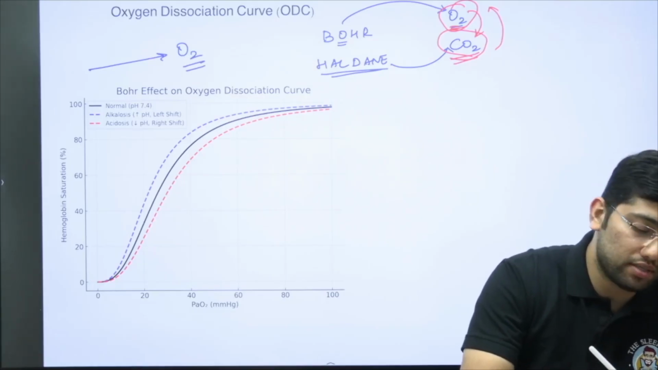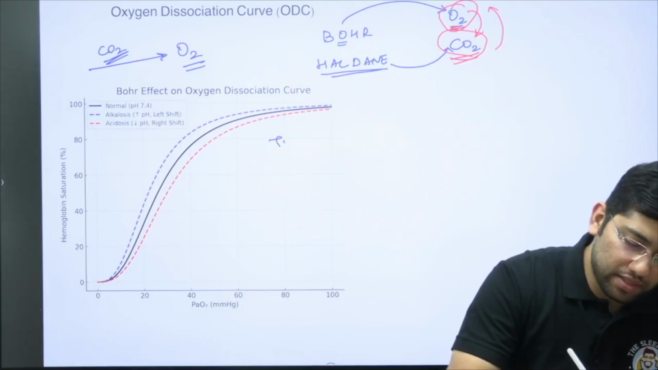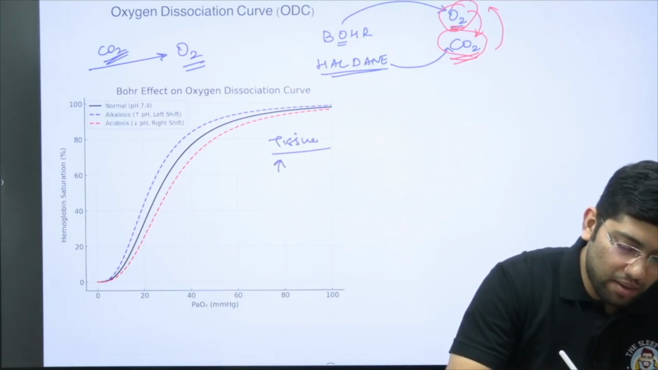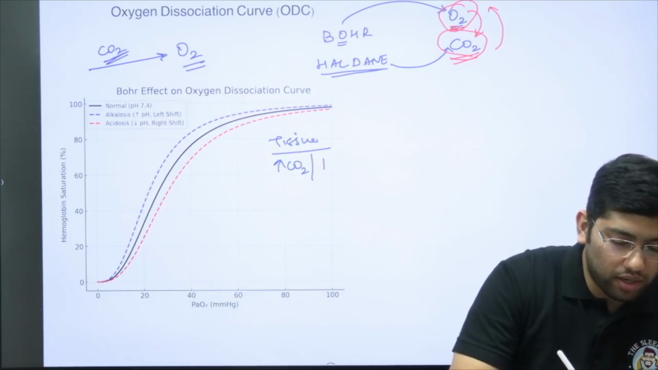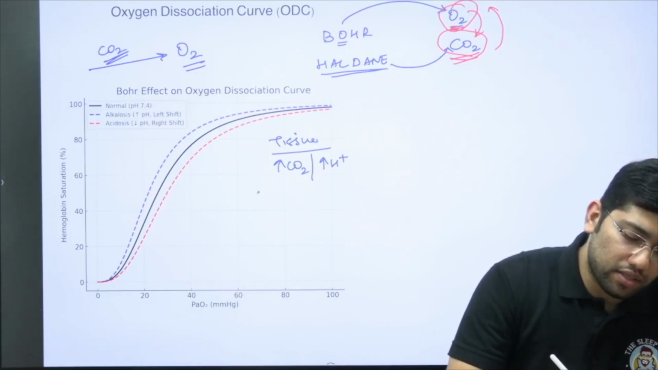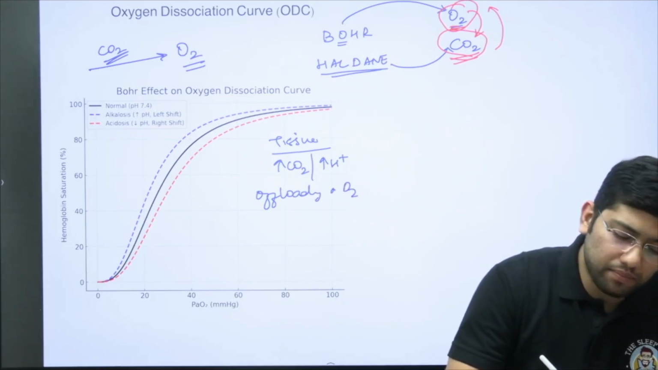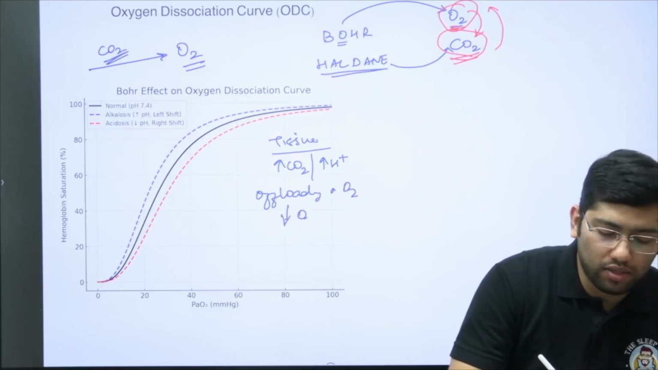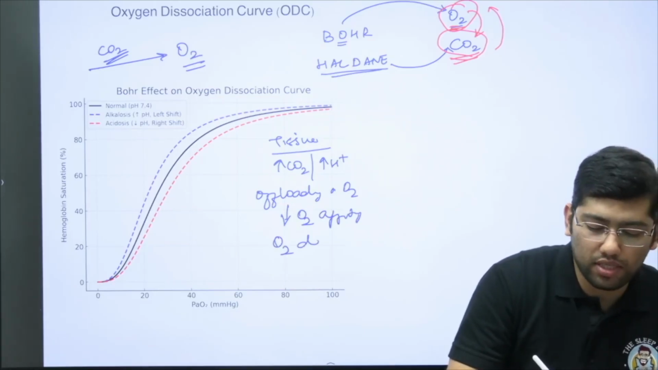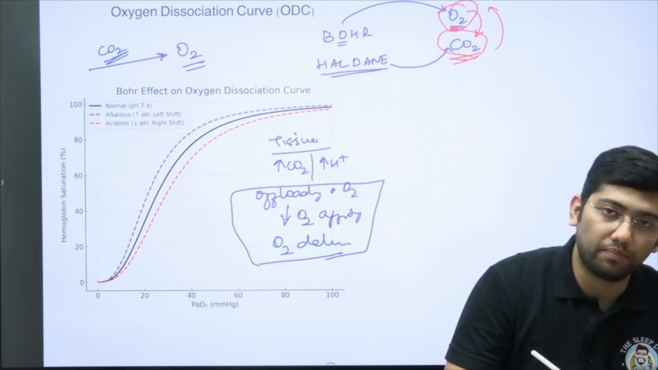Who brings about this effect? Carbon dioxide. Now, in the Bohr effect, what happens? Similar to what we saw before, at tissue level, when carbon dioxide is high, or when there are high protons or acid, there is offloading of oxygen. Rather, there is a decrease in oxygen affinity, or there is oxygen delivery. All these three things mean the same.